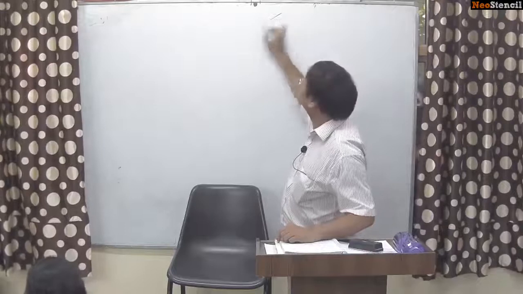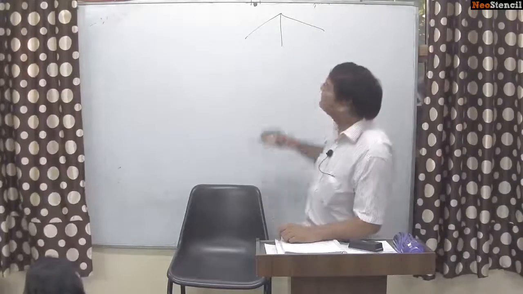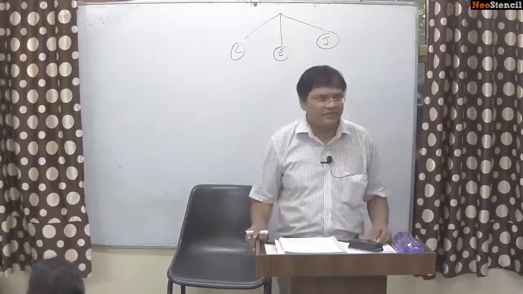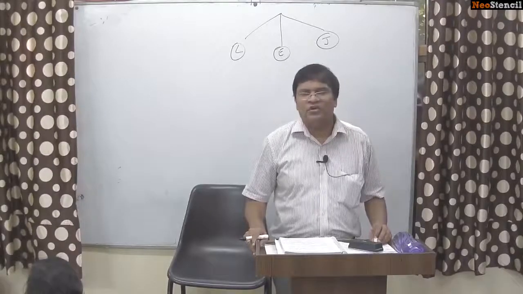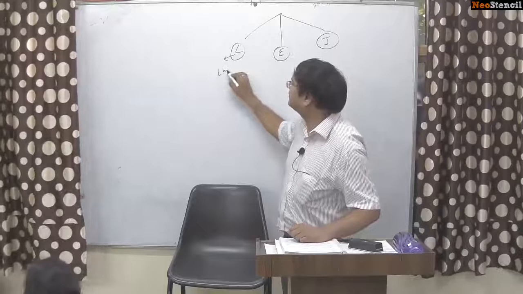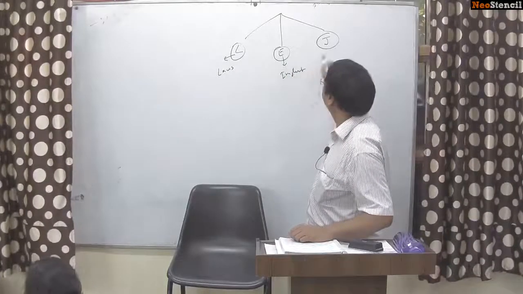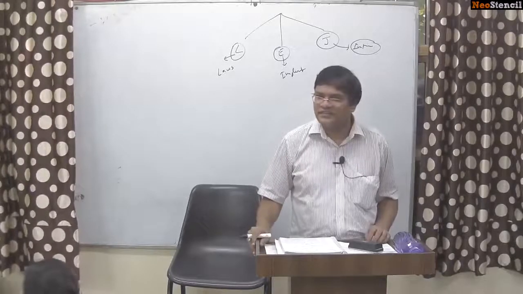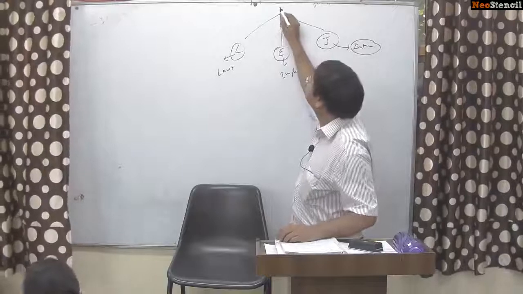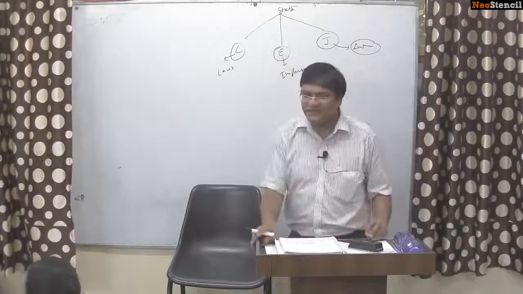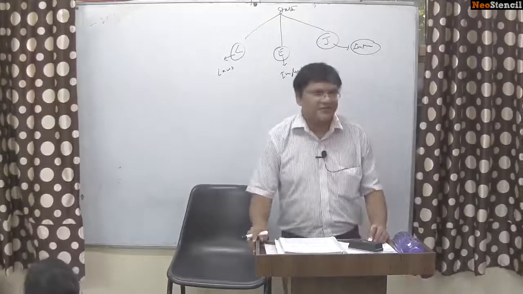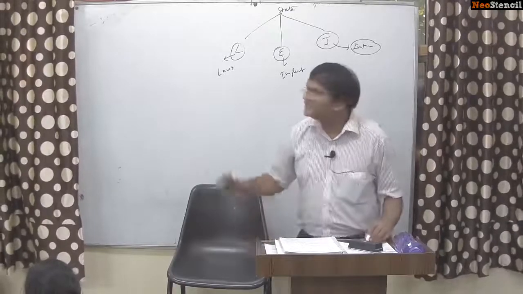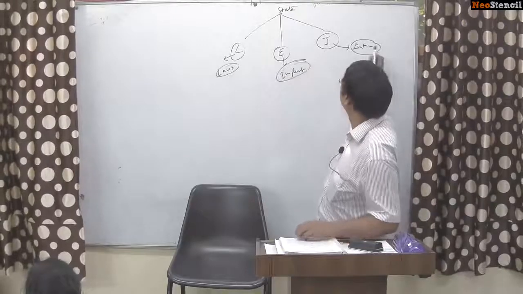So in democracy we talk about the division of power between three organs of the state: legislature, executive and judiciary. Legislature is responsible for formulation of laws, executive for implementation and judiciary for interpretation and review of laws. This is the separation of powers between the three organs of the state.